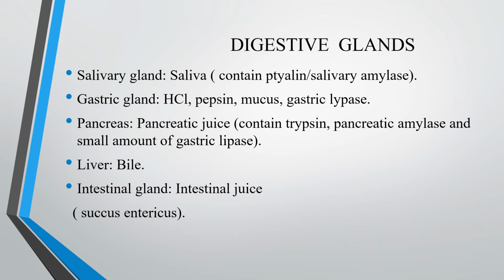Then next, the pancreas secretes pancreatic juice. That pancreatic juice includes pancreatic amylase, pancreatic trypsin and pancreatic lipase. Then the liver secretes bile juice. Then the intestinal gland, that is the small intestinal gland, mainly in the duodenum. Intestinal juice is secreted, that is nothing but succus entericus.